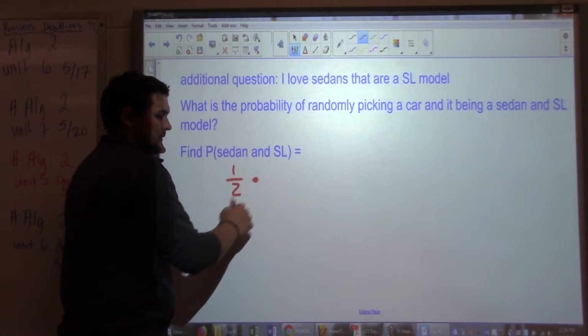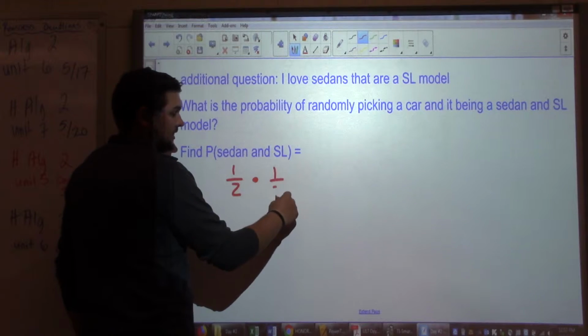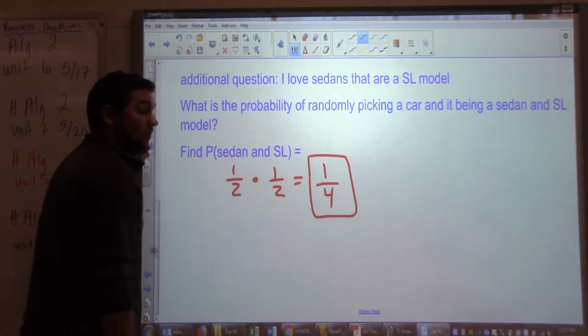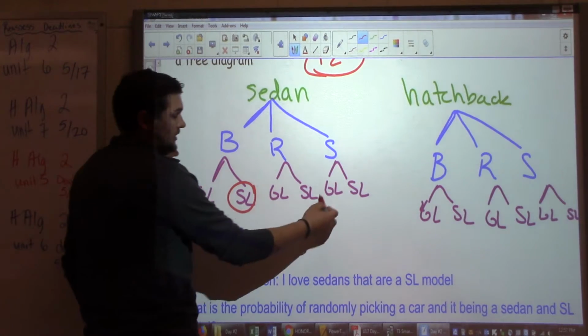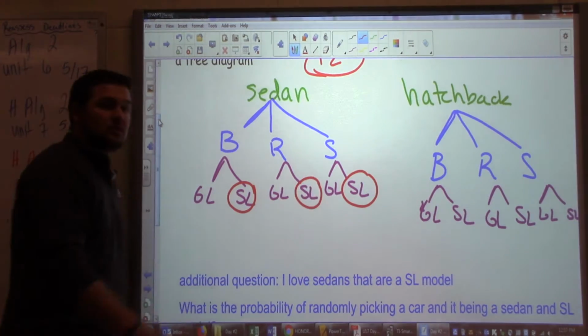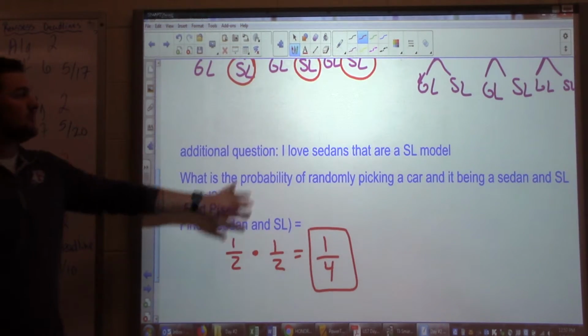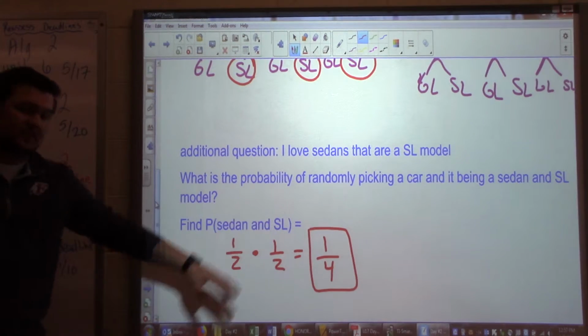1/2, right? It's either a sedan or a hatchback. And means I'm multiplying. What's the probability that's an SL? Why is it 1/2? Because it could be either SL or GL, and we don't care what the color is, right? So we do 1/2 times 1/2, which gives us a probability of 1/4. Or you could have gone up here and said, well, sedans, there's 1, 2, 3 out of the total 12, which is the same as 1/4. So either way you want to do it, there's multiple ways to do it. If you draw a diagram, pretty easy. Otherwise, just use the probability that we learned yesterday.